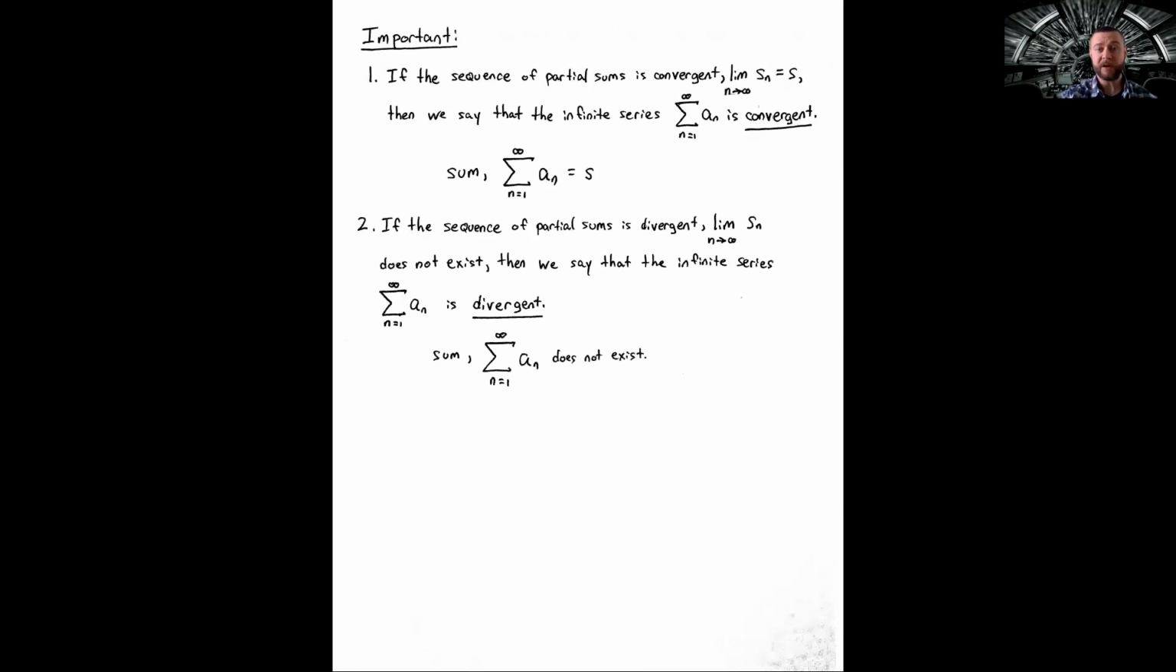All right, if that sequence of partial sums does not have a limit, in other words, that limit does not exist, the sequence of partial sums is divergent, then we say that the infinite series is divergent. And conceptually what this means in this case, if the limit for the sequence of partial sums doesn't exist, as you add up the terms in the infinite series, there's no sum. So in this case, if the infinite series is divergent, there's no conceptually simple way to understand the sum of that.